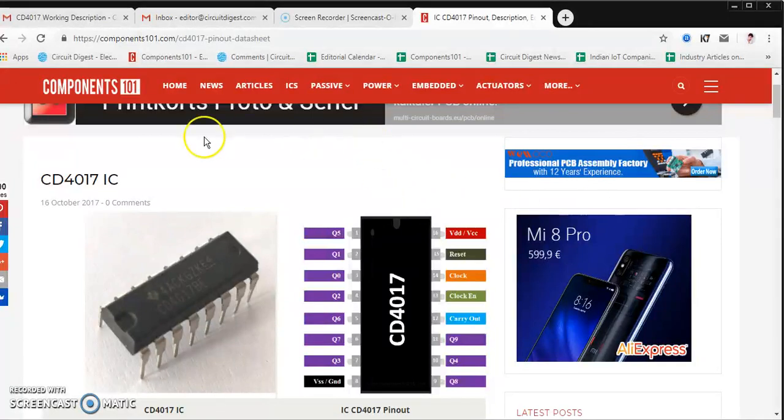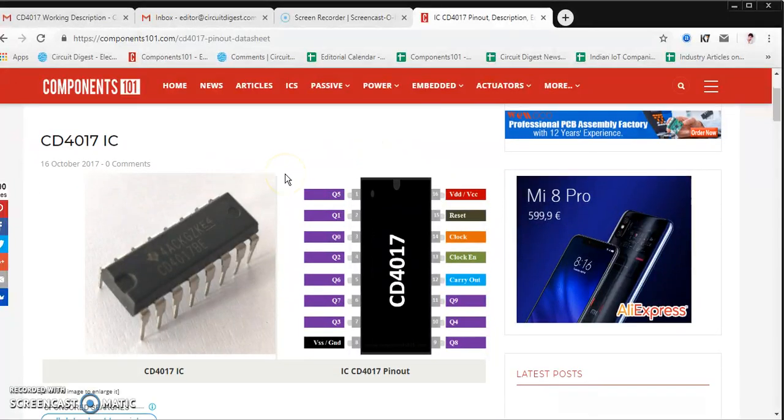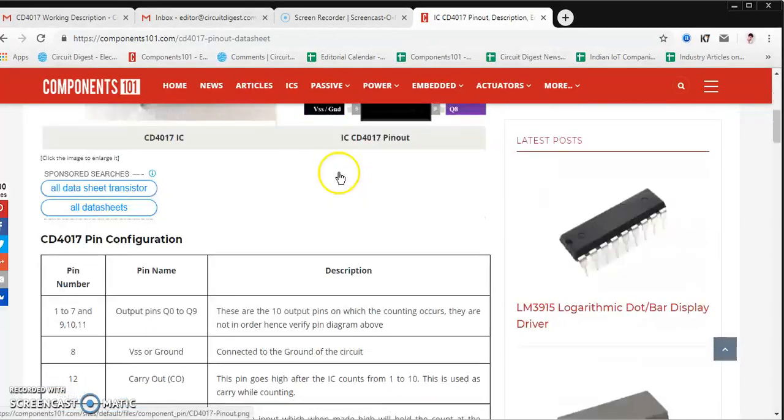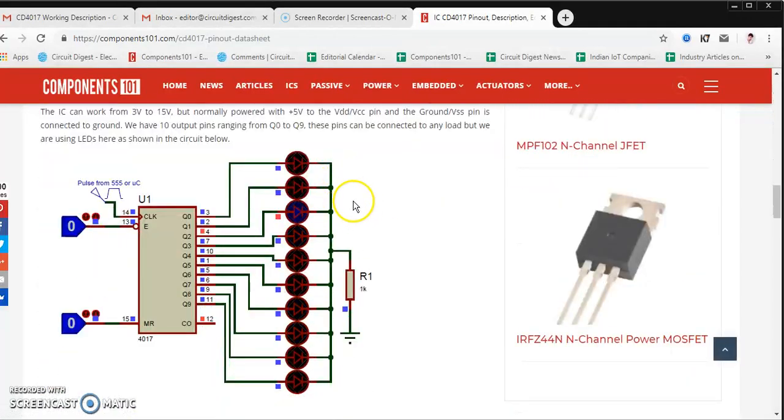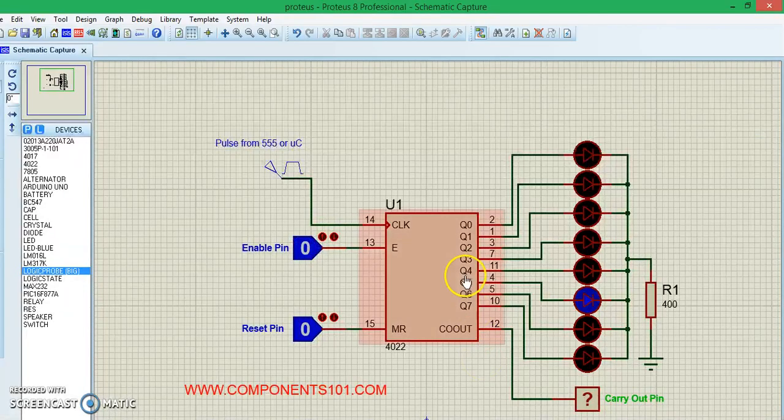So let's take a look at the CD4017, as I told, which I have covered earlier. If we scroll down to the simulation, you can see 8 digitally controlled outputs based on the clock pulse given to pin number 14. Both of these ICs are exactly the same, except that the 4017 counts from 1 to 10 and the 4022 counts from 1 to 8. As you can see, we also have an enable pin and a reset pin, and it works very similar to the 4022. So let's go ahead and continue the simulation.